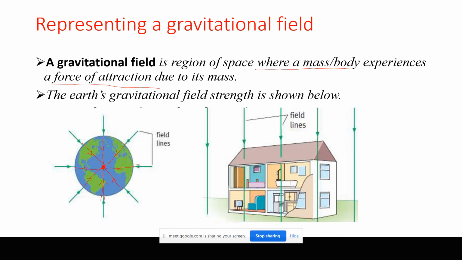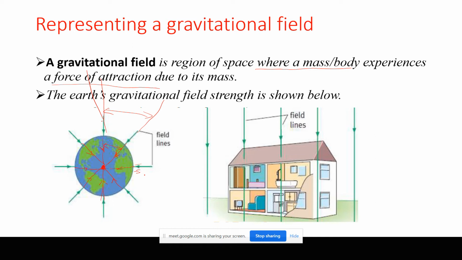So what did we see from this representation? You notice that as you move close to the center of the Earth, the field lines come close to each other. The distance between the field lines becomes smaller as you come close towards the center of the Earth. As you move away from the Earth's surface, the field lines are moving apart. The distance between the field lines is increasing. From IGCSE, we mentioned, number one, that the direction of these arrows shows the direction of the gravitational force.